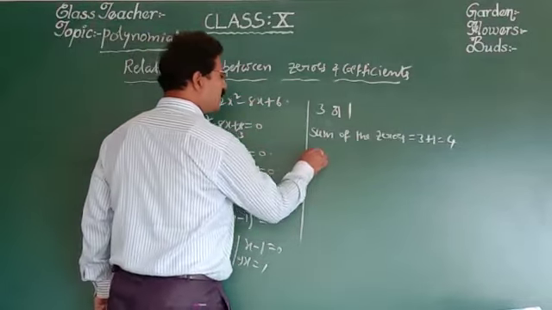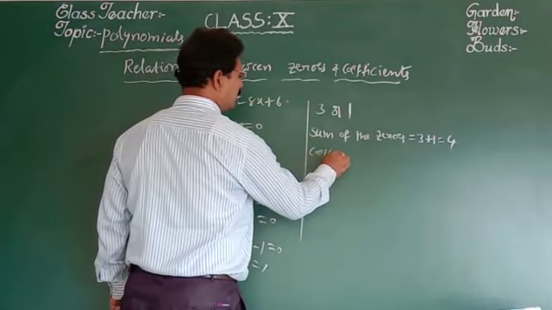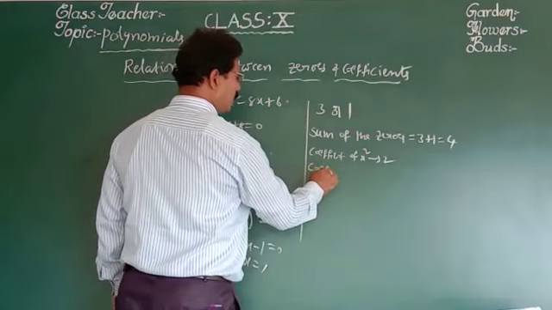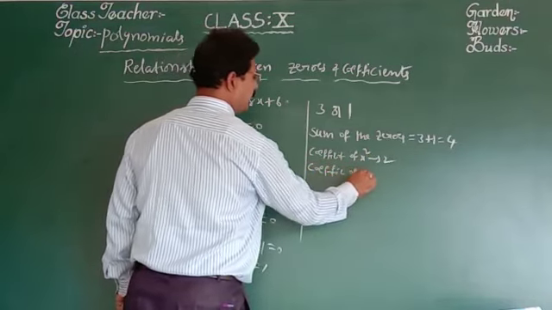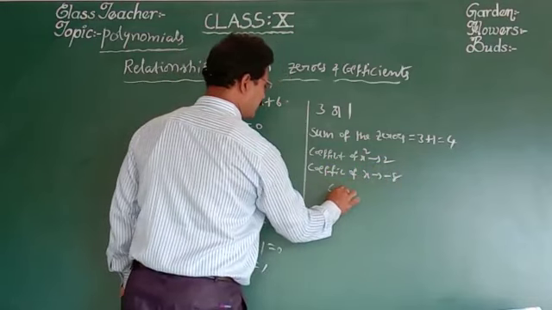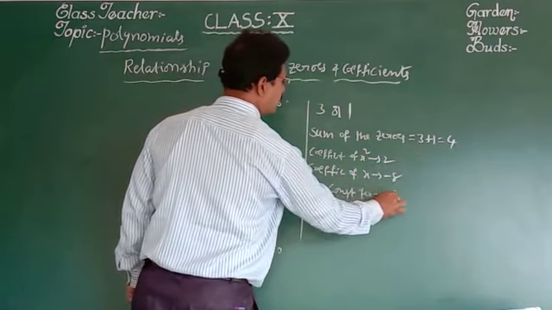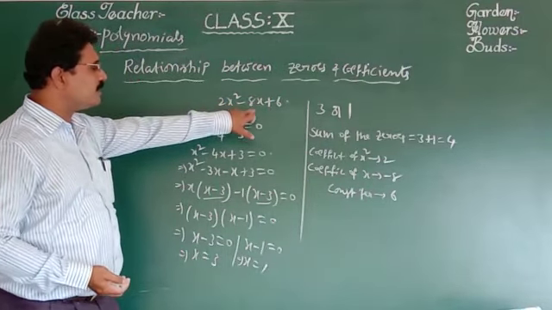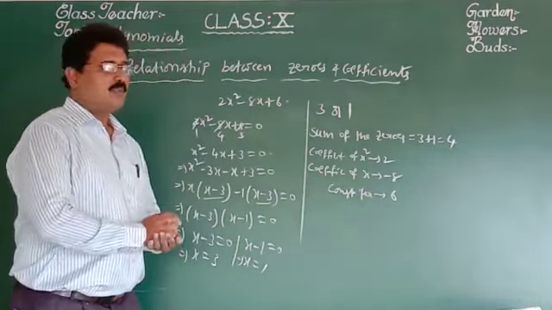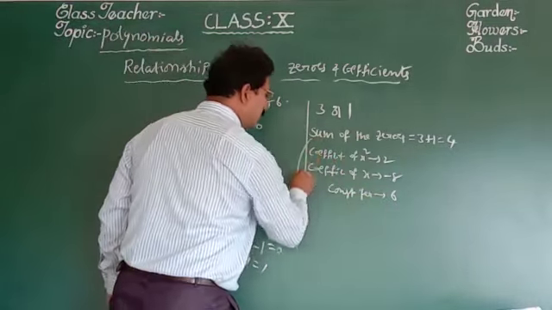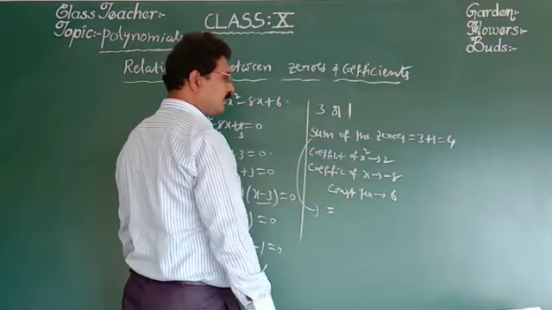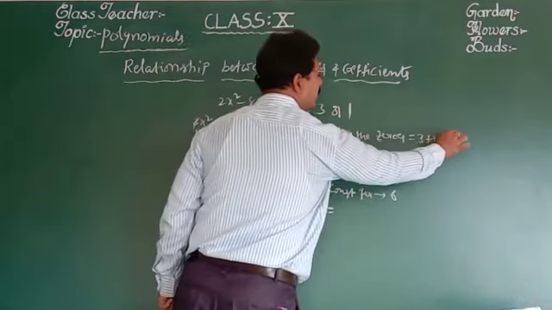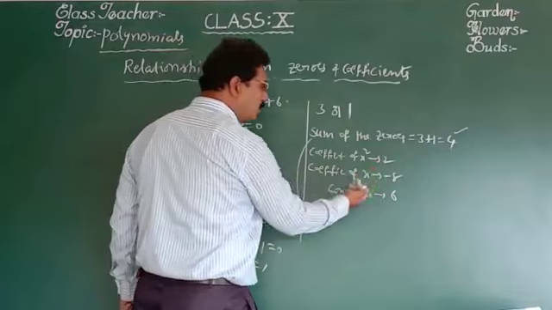Let's see. What is the coefficient of x square here? 2. Next, the coefficient of x is minus 8. Next, the constant term is 6. Now the coefficient of x square is 2, the coefficient of x is minus 8 and the constant term is 6. For example, sum of the zeros, that means the relationship between zeros and the coefficients. Sum of the zeros we already got as 4. How to relate it to this?